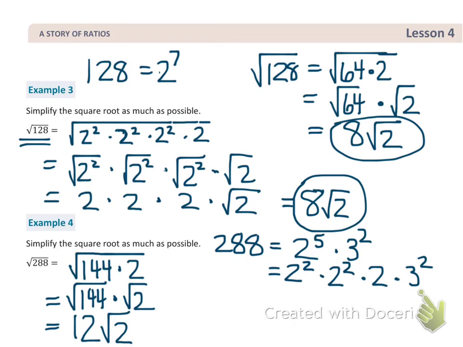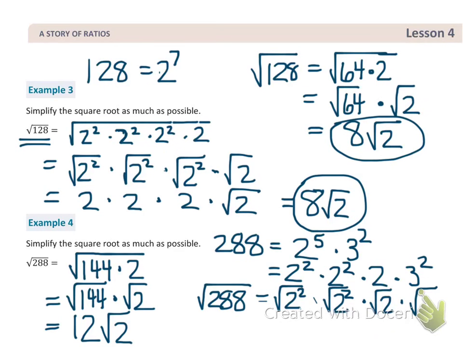So you can see when we take the square root of this, the square root of 288 is going to be the square root of 2 squared times the square root of 2 squared times the square root of 2 times the square root of 3 squared.